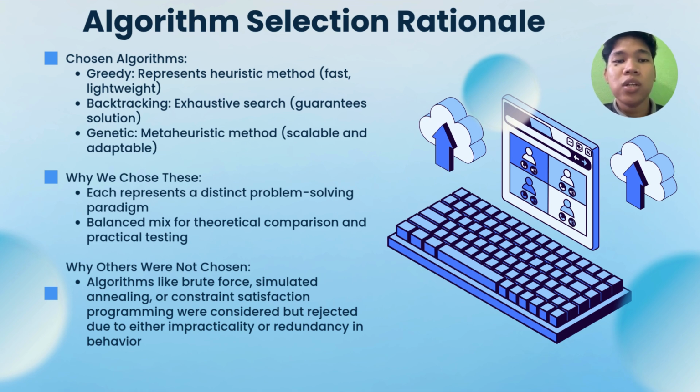However, we decided not to include them because brute force was too slow and impractical, simulated annealing was similar to genetic but offered fewer advantages for our case, and constraint programming required advanced tools and would take too much time to implement. So in the end, we made our decision based on practicality, variety, and how well the algorithms match the complexity of real university scheduling problems.